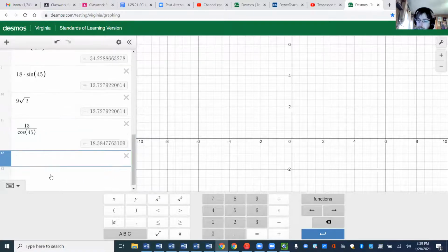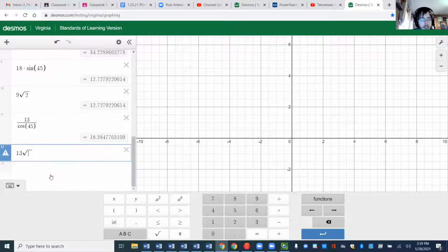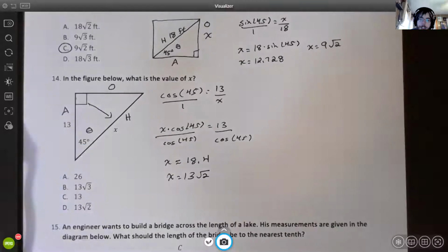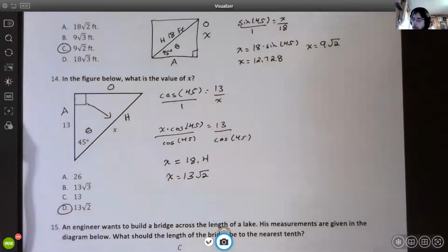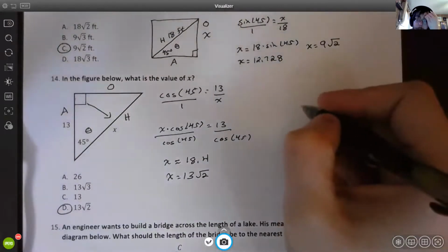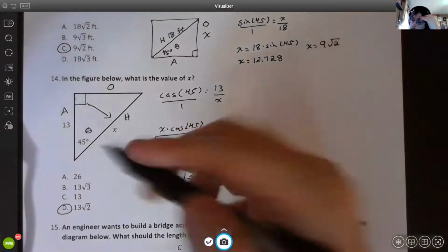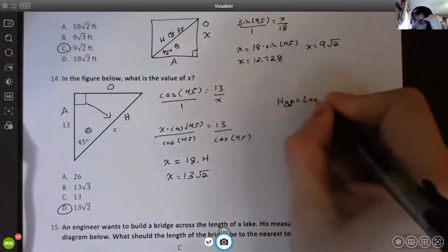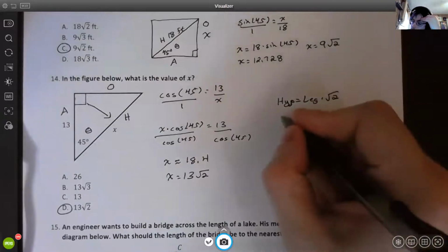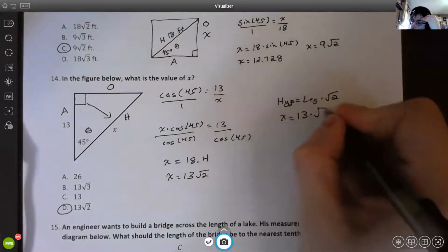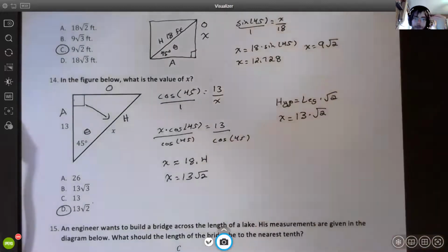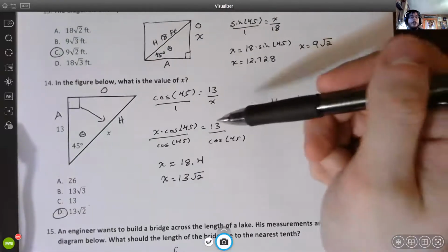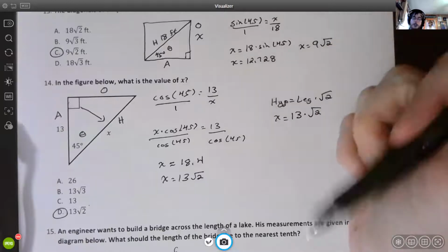And if you type in 13 square root of 2, you'll see that that matches up. So x is equal to 13 root 2. So D would be our answer. The other way you could do it is the properties of 45, 45, 90 triangles, because you have a 45-degree angle where the hypotenuse is equal to the leg times root 2. So x would equal 13 times root 2, which is D. Again, trig works in every case, so if you can't remember the properties, use trig.